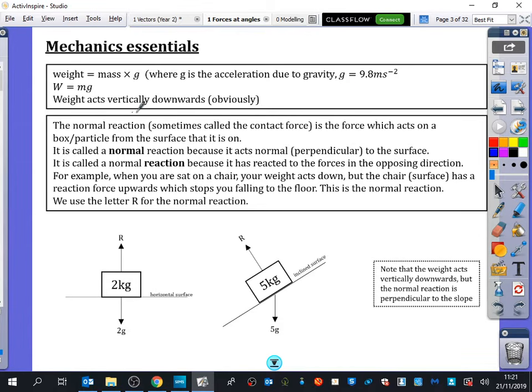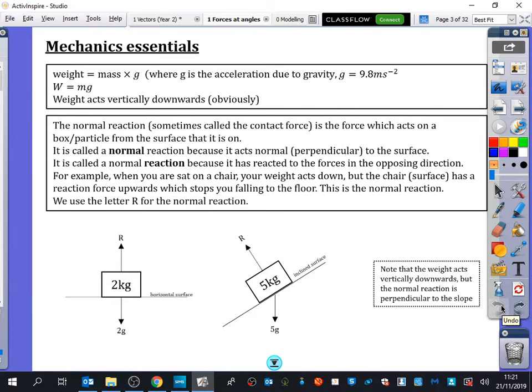And weight acts vertically downwards. I've said this is obvious, but I guarantee when we do some diagrams later, especially when we have things on slopes, some people will draw their weight coming down the slope, which is obviously going to make no sense at all, because we know that when you're stood on Earth, your weight is always pulling you directly downwards.